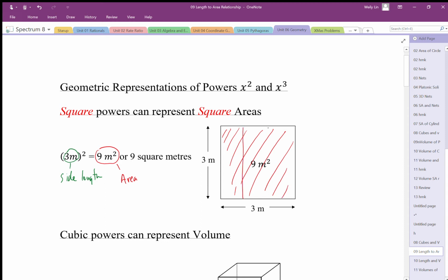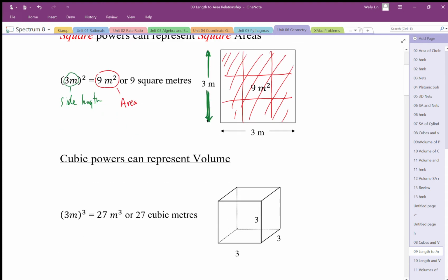I can actually draw my 9 squares in there, and this represents my side length. So if I take a side length of 3, and I can take this side or the horizontal side, it doesn't really matter, I square it, I make area, and the area is a square area.